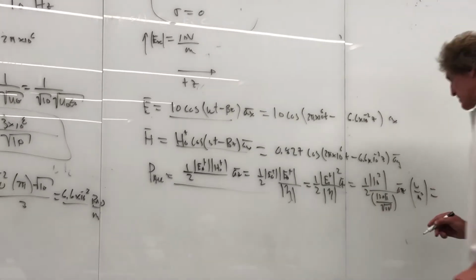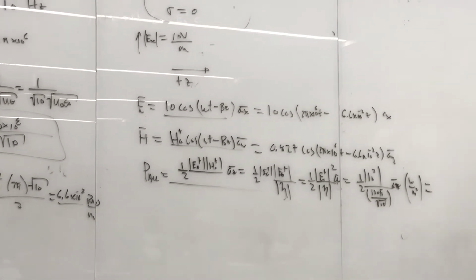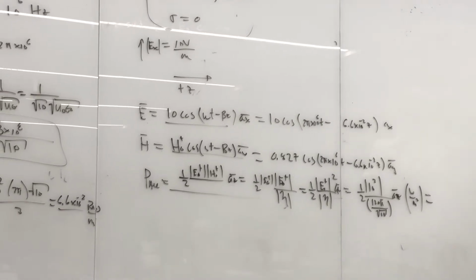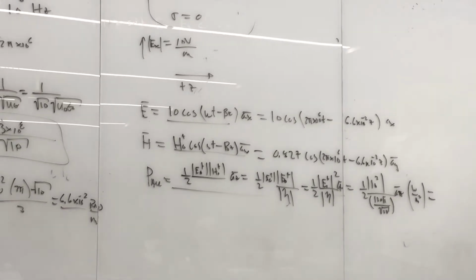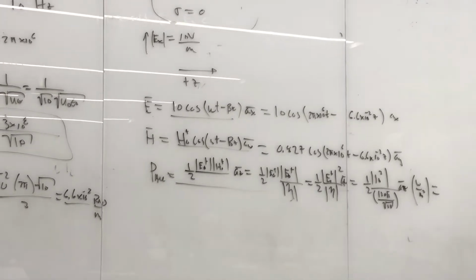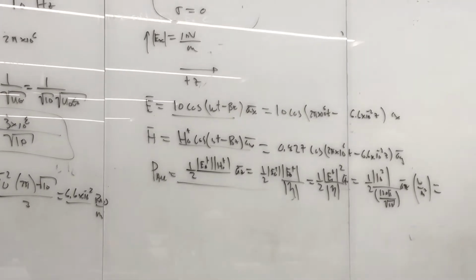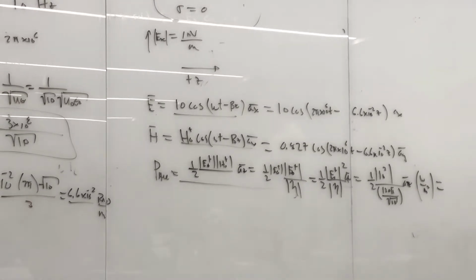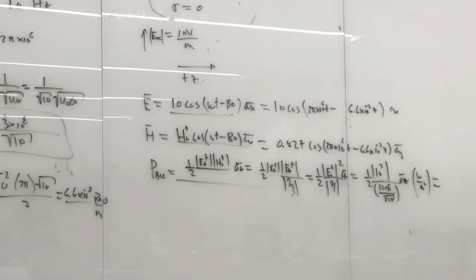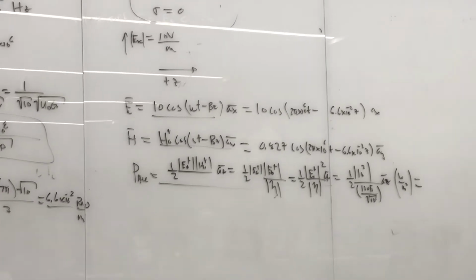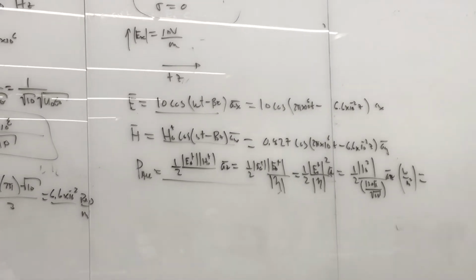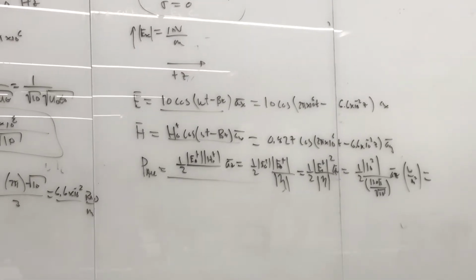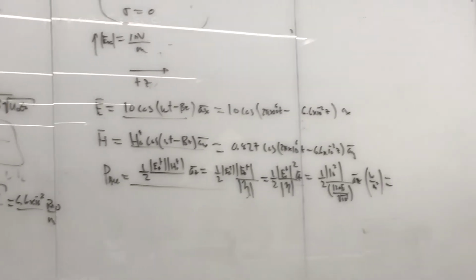Now what does that come down to? So I've got 10 squared is 100, by 2 would be 50, divided by 120 pi, and then times the square root of 10. And if you want, you can just take the magnitude of the E field times the magnitude of the H field and divide it by 2. So if you take 8.27 and divide by 2, that should be the right answer. Oh, I'm sorry. And then you got to divide it by eta. No, wait a second. No, you don't.